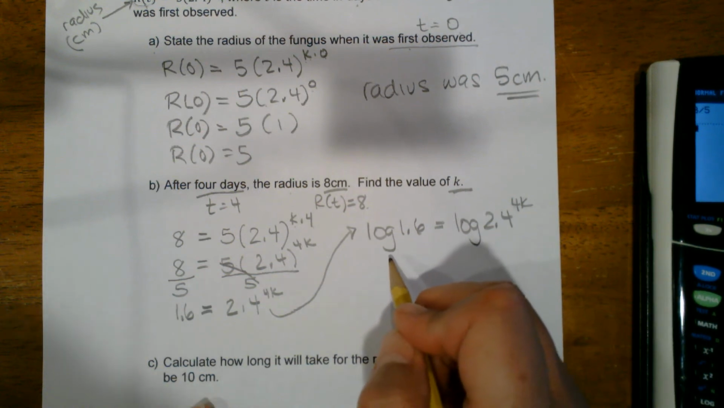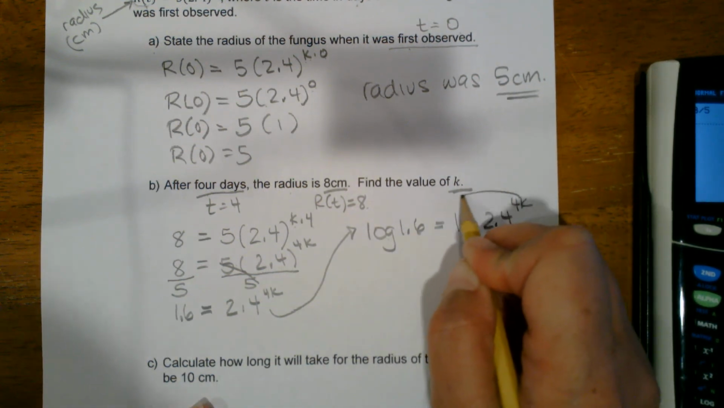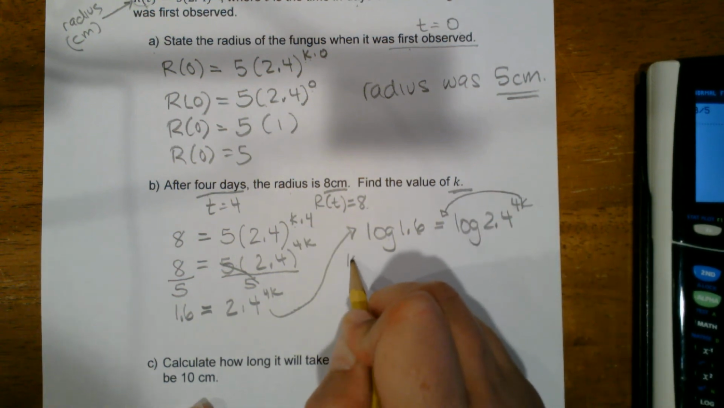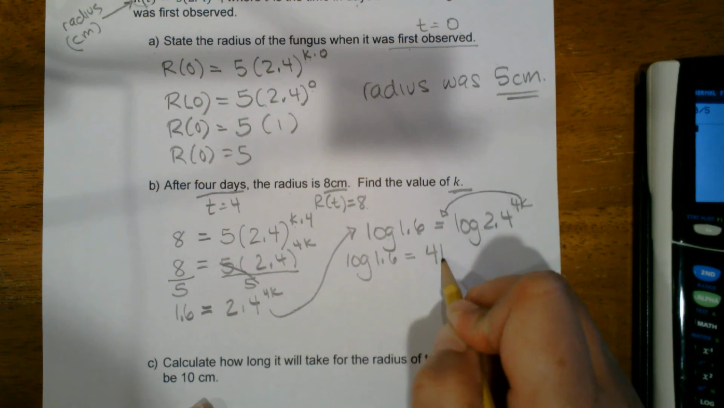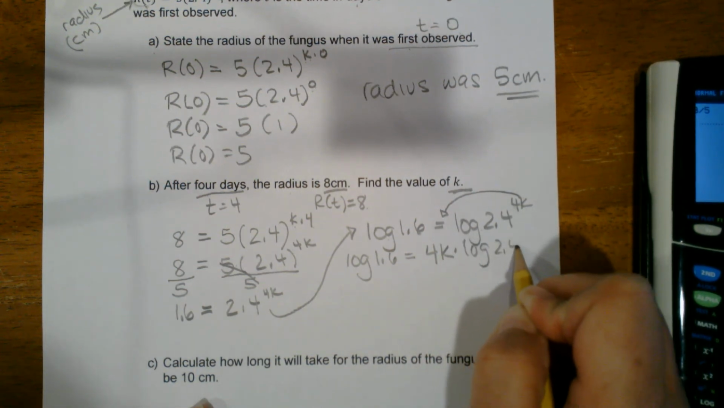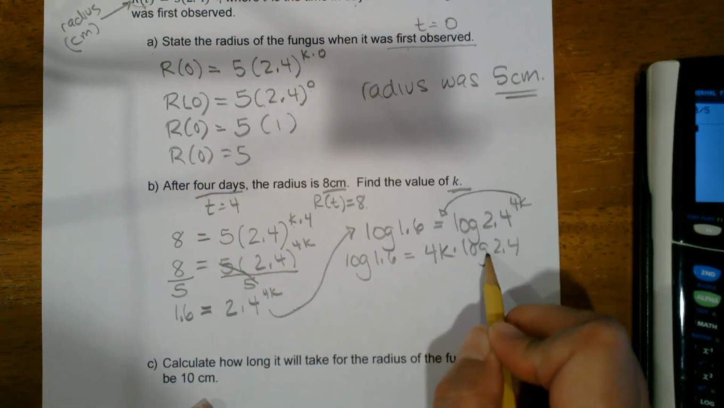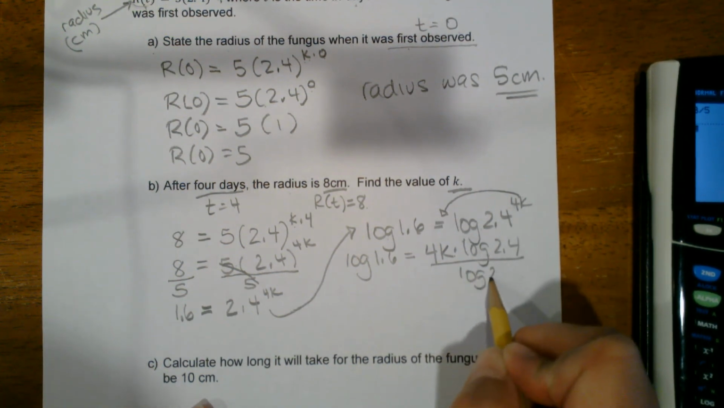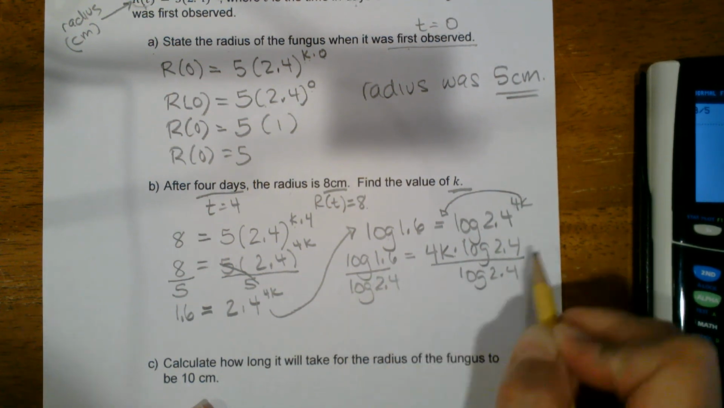Yay. Okay. So since we took the logs of both sides, remember we can drop this down in front. That's the beauty of logs. So now we have log of 1.6 equals 4K times log of 2.4. We've got to get the K by itself. It's being multiplied by this log, so let's move this log over. Log of 2.4, log of 2.4, out.